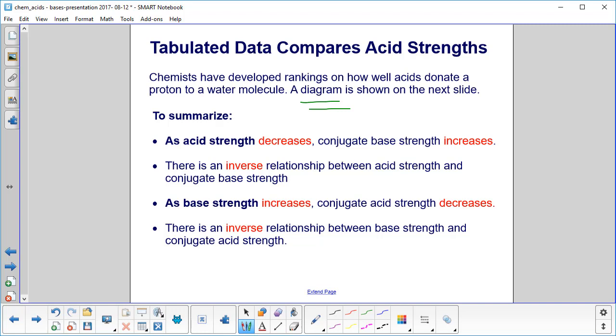As acid strength decreases, conjugate base strength increases, kind of like an inverse thing here. And here's the word inverse. There is an inverse relationship between acid strength and conjugate base strength. As base strength increases, the conjugate acid strength decreases. Once again, there's an inverse relationship between base strength and conjugate acid strength.